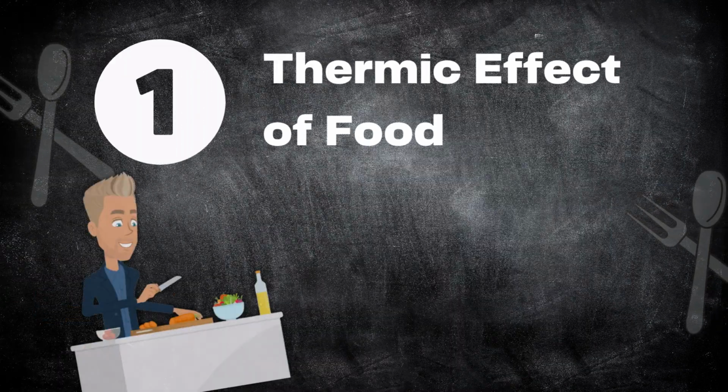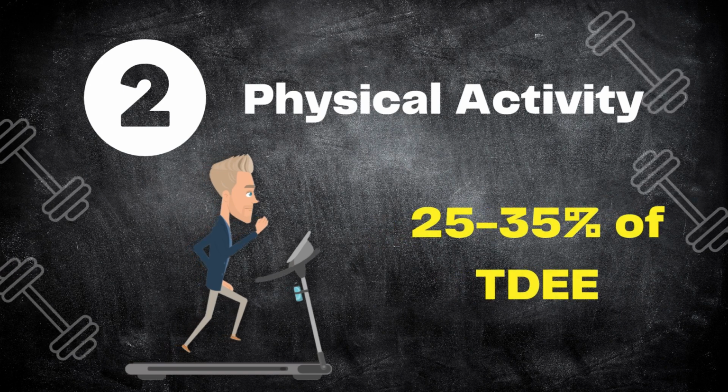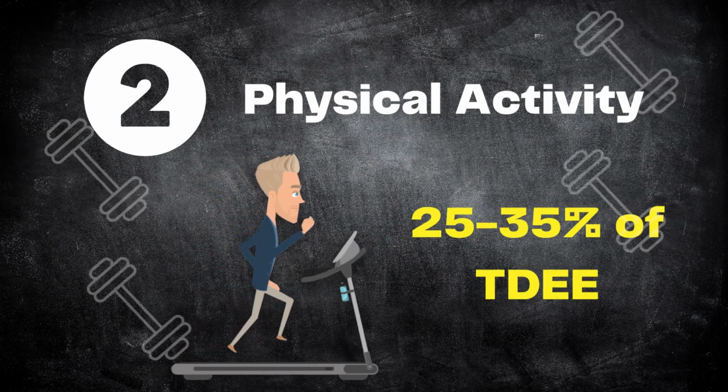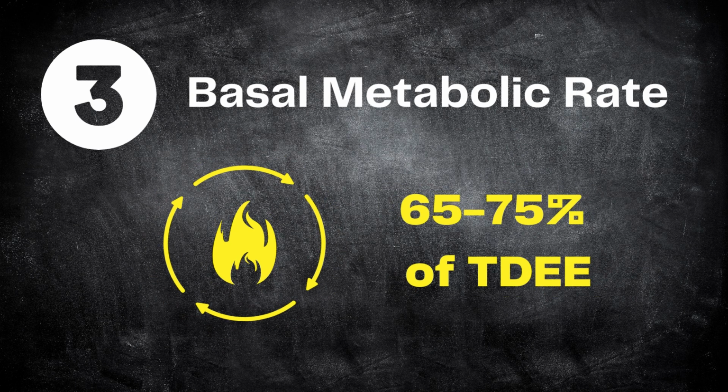First, thermic effects of food. This accounts for about 10%. Second, physical activity. This accounts for about 25 to 35%. And third, BMR, or Basal Metabolic Rate, accounting for about 65 to 75% of your total daily energy expenditure.